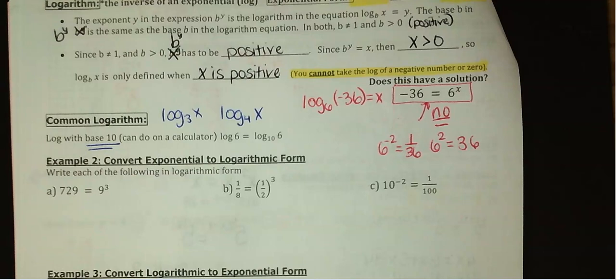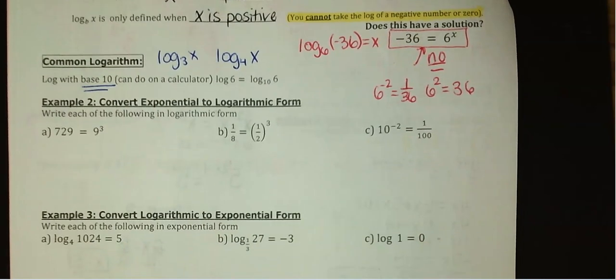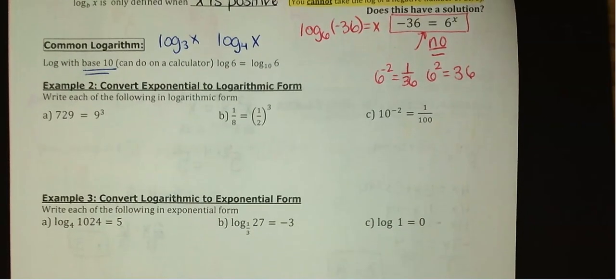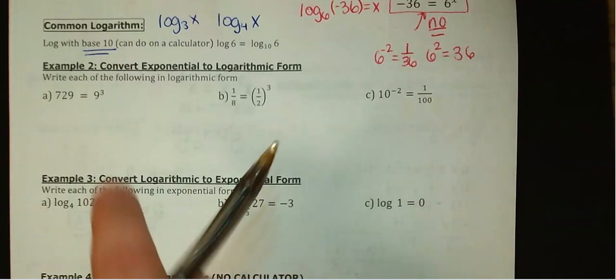Okay, before we evaluate any logs, I'm just going to have you practice converting between exponential form and log form. That's what we're going to do in these two examples real quick. Each one of these, in example 2, these are all true statements. Like 729 is 9 to the 3rd power. All I'm going to have you do here is practice converting this. This is exponential form. We're going to convert it to a log.